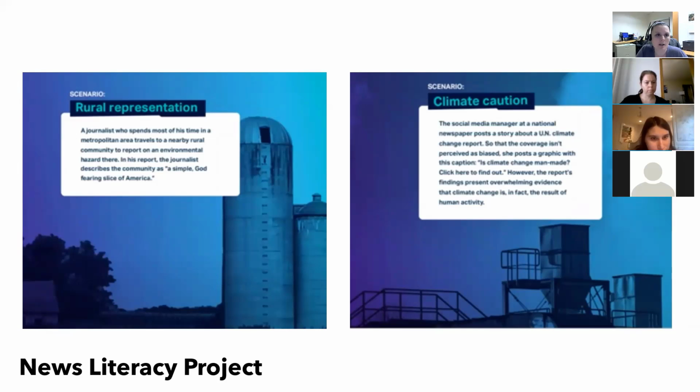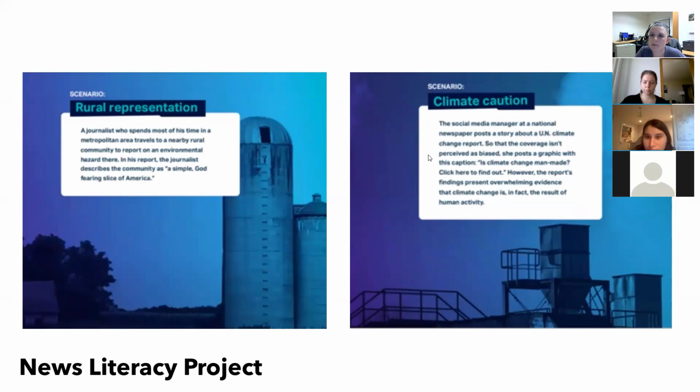So this first scenario, let's say a journalist spends most of his time in the city, but he travels to a rural community to report on an environmental hazard. And he describes the community as a simple, God-fearing slice of America. So what type of bias do we think that is? It's more of a bias against people who don't live in a certain demographic or a certain area, because he doesn't really see them as anything outside of his personal stereotypes. Yep, exactly. Demographic bias.